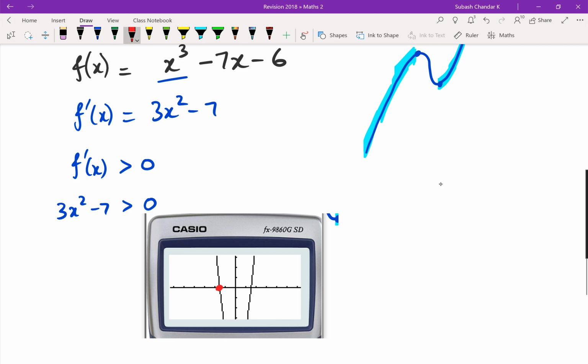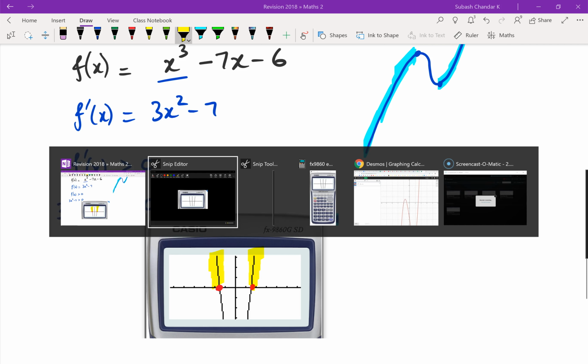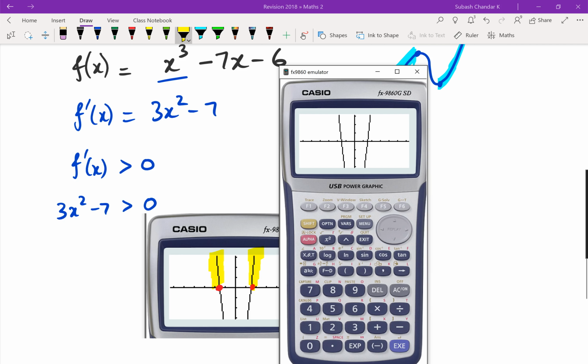So I could basically figure out what those 2 points are, because that's the graph, 3x squared minus 7. And I want to know when is it bigger than 0. So it's that zone and that zone. So I just need to figure out what those 2 red points are. To do that, I go back to the calculator, and then I click on Shift. There's a little button called F5, G-solve. Click on that, and see how there's something called roots? You click on that. So the first value is negative 1.527. And the second value is positive 1.527.